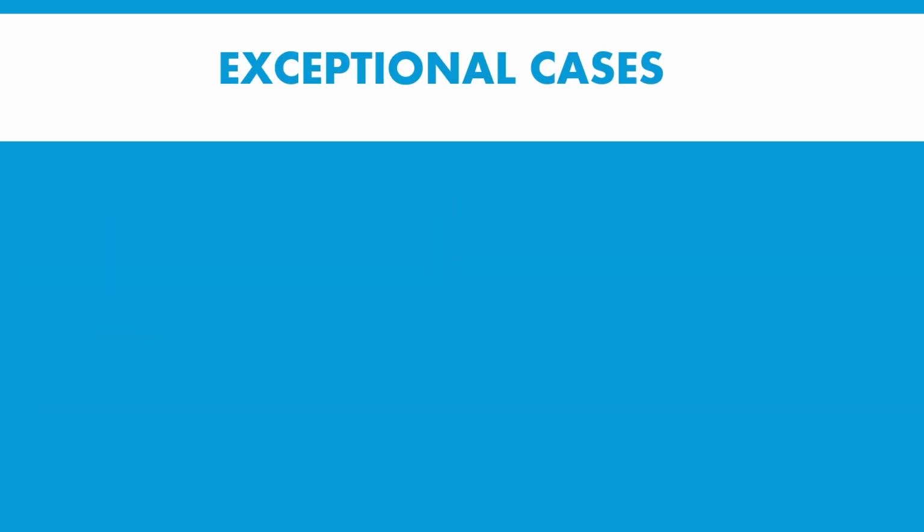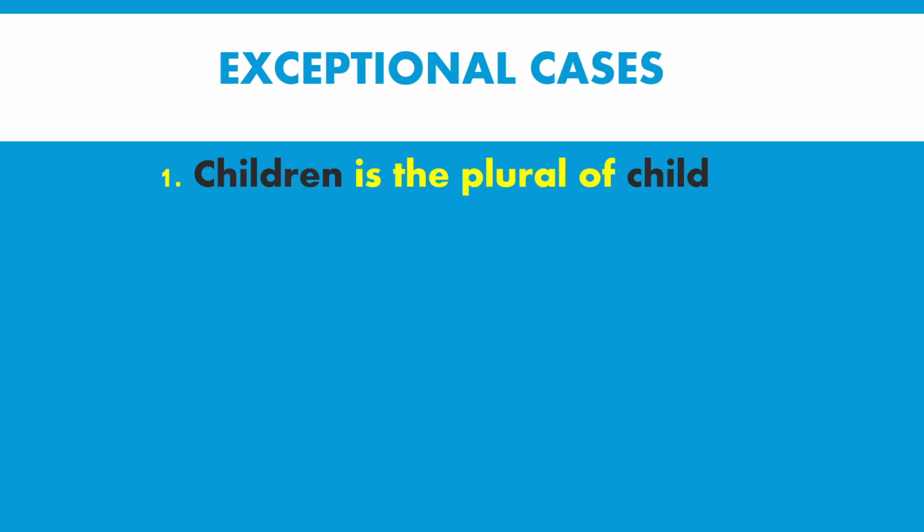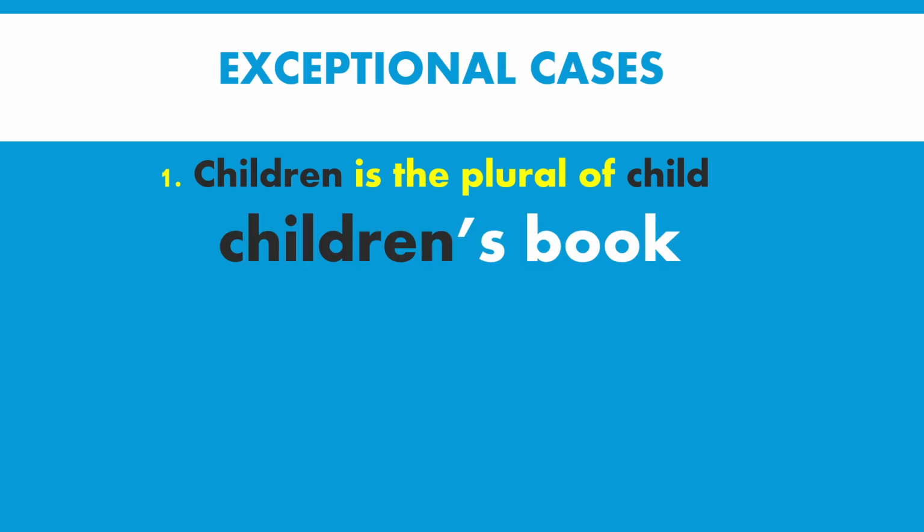Now, there are some exceptional cases in using the possessive apostrophe. Case 1 is that we know that children is the plural of child. When we talk about child, it means only one. But when child gets into plural, it becomes children. Just now, remember, I mentioned that s apostrophe is used for plural nouns. But for this case, even though children is plural, we still use apostrophe s. For example, children's book. We don't use s apostrophe, but we use apostrophe s. This is an exceptional case.